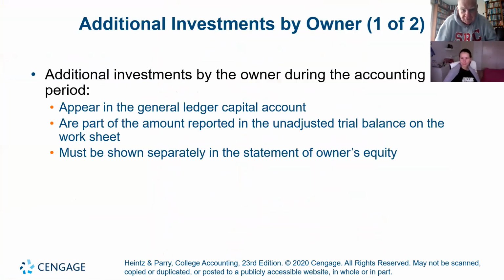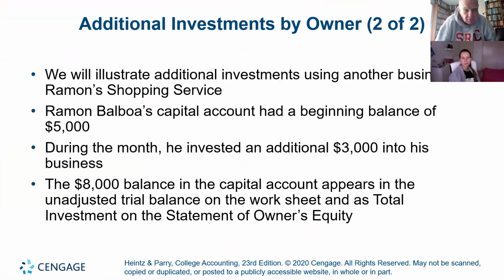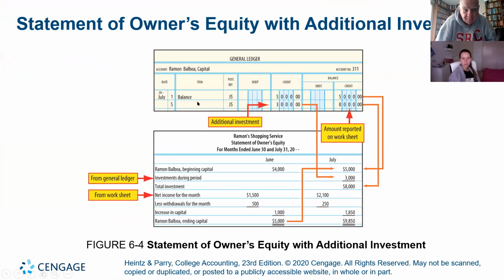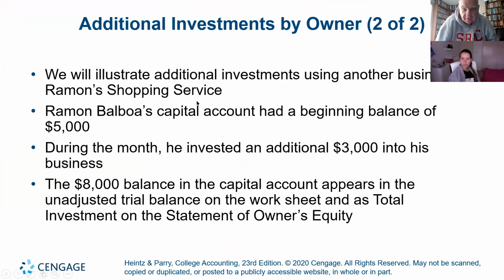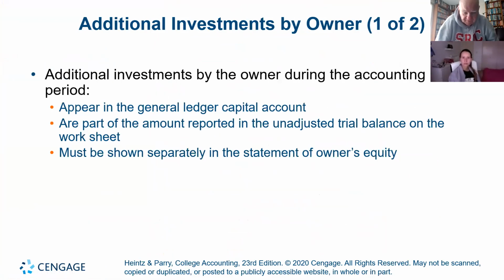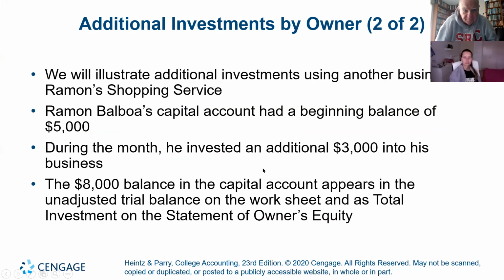So that was the financial statements. Of course, a business owner can put more money into his business. We should know that, huh? And if he does, that's going to go right into capital and it'll be on the trial balance. Additional investments by owner are going to go right into your equity account, and they're going to be shown on the statement of owner's equity.